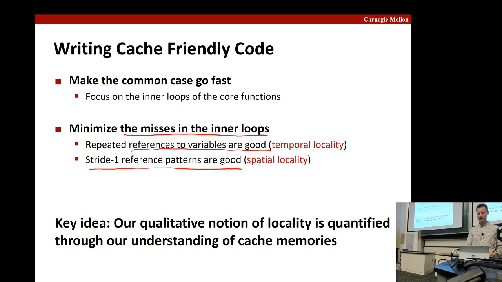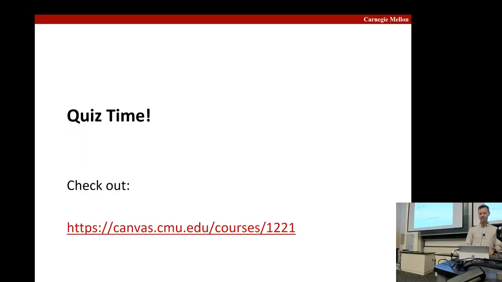Okay, and so our qualitative notion of locality is quantified through things like analyzing miss rates, which are a function of the organization of the cache and the size of the cache. Okay, questions on that? All right, so let's do the quiz.